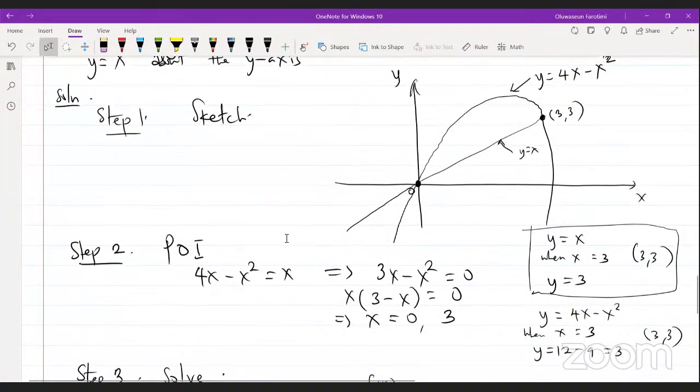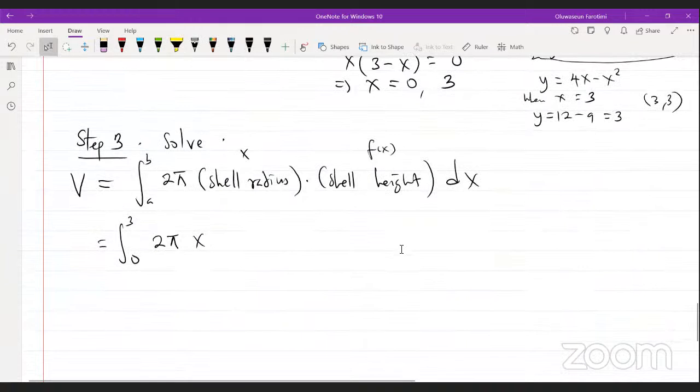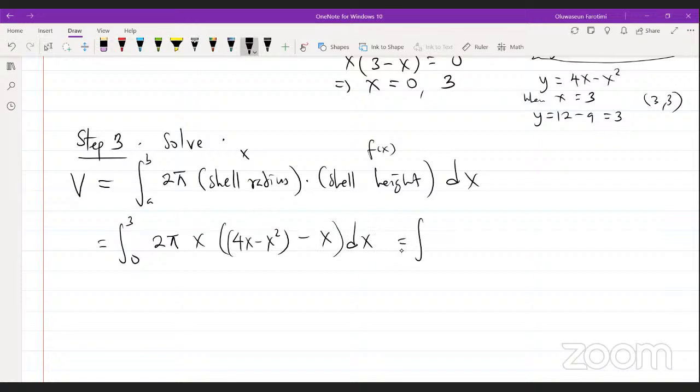So let me go back to my curve. Okay, so in this case now, do we talk about the top curve and the bottom curve, or do we just talk about right and left? It's the top and bottom, because you have a curve on top, then you have a curve on the bottom. So over here you have 4x minus x squared minus, what is the curve on the bottom? x, dx. And this is 0 to 3. You do have a 2 pi x. This is 3x minus x squared dx.